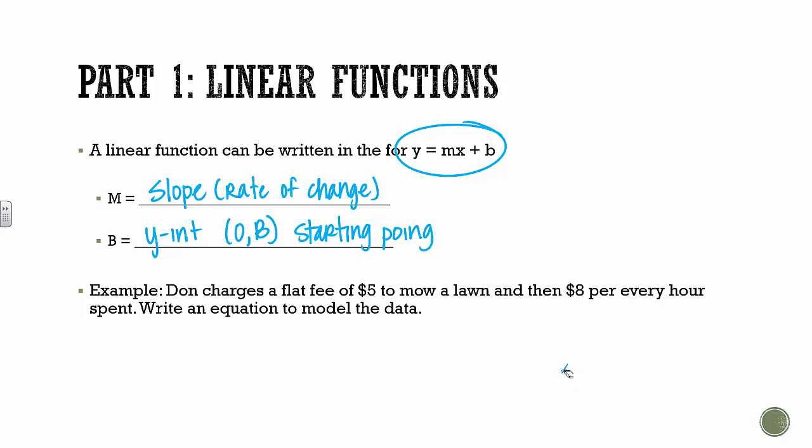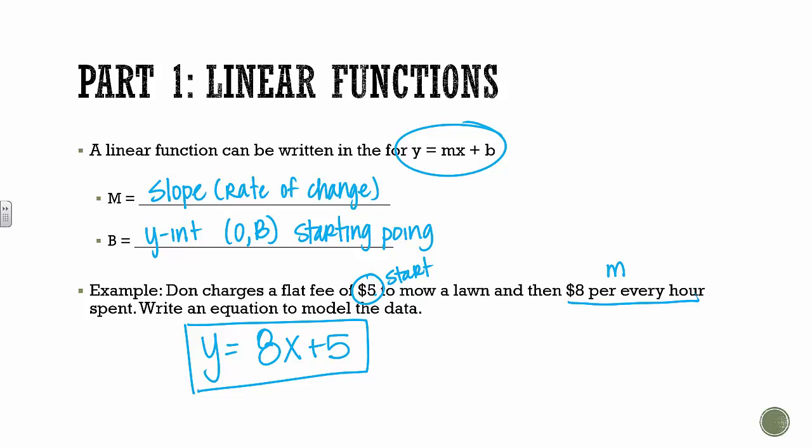So jump down to the very bottom of the linear part, and you have this example. Don charges a flat fee of $5 to mow a lawn, and then $8 per every hour spent. Write an equation to model the data. So when I read this, I see the flat fee, that's going to be our starting point, and I see this rate of change, and it's $8 per every hour. That's going to be our slope. So this equation is going to be y equals 8x plus 5. So if I mow for 0 hours, I charge $5. If I mow for 1 hour, I charge the 8 plus the 5 for a total of 13.